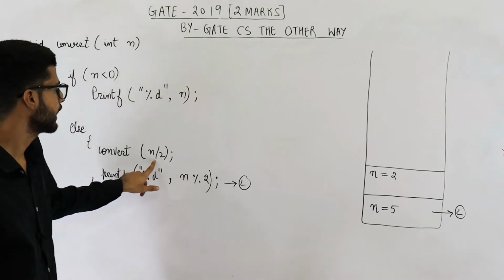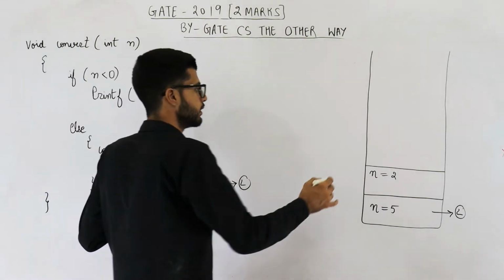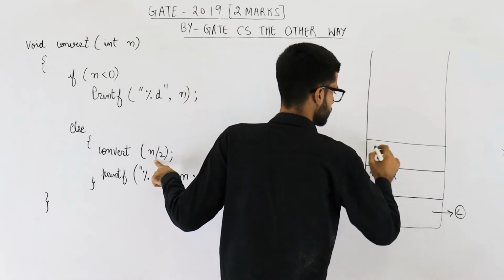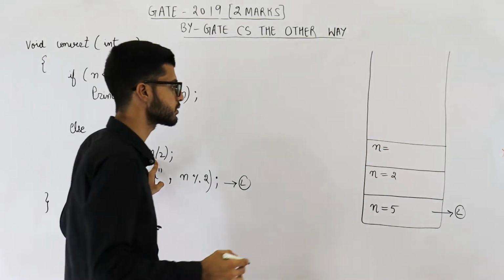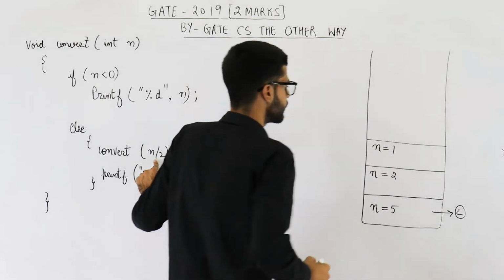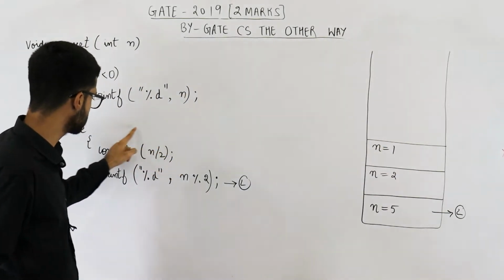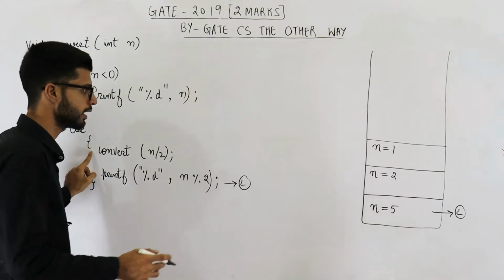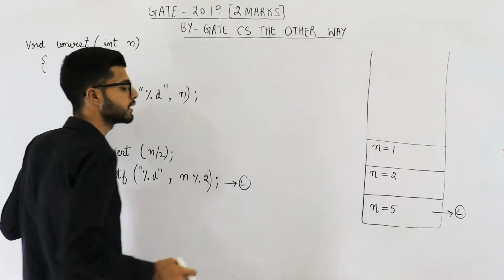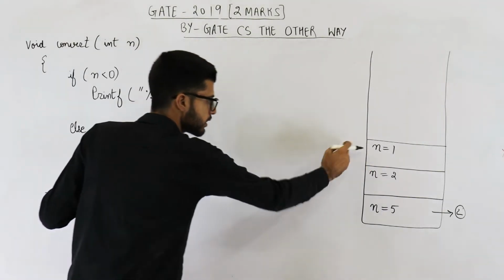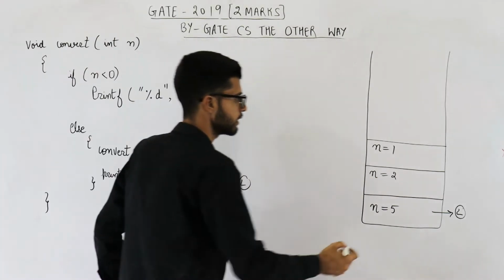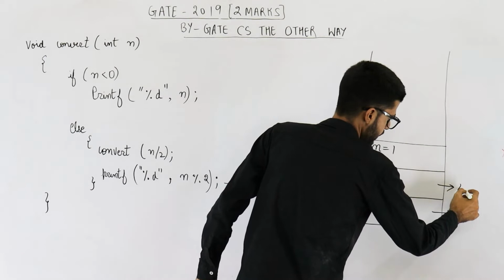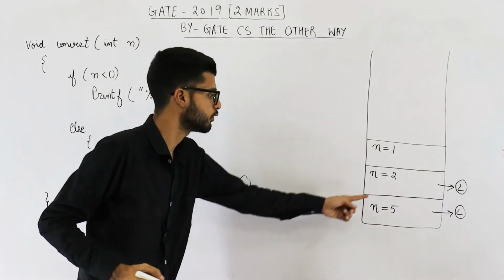So convert n by 2. This means a new function is called and the value that we are passing is 2 by 2, which is 1. Now, when this function has completely been executed, that means when all of the lines of this function are executed, then you will return back here and you have to execute this one line. So I'm labeling this that line number L is still remaining for this function.